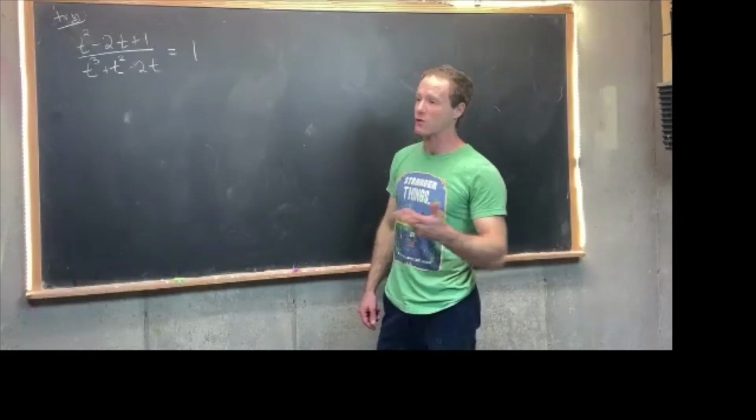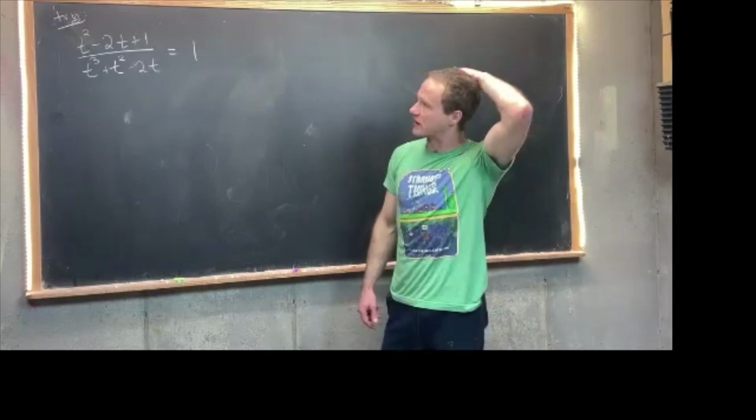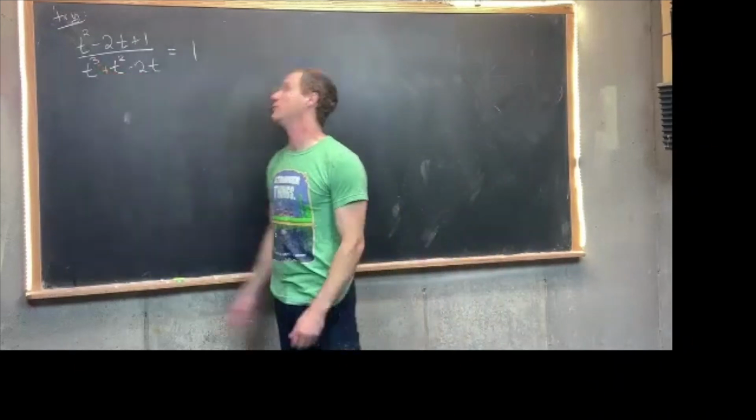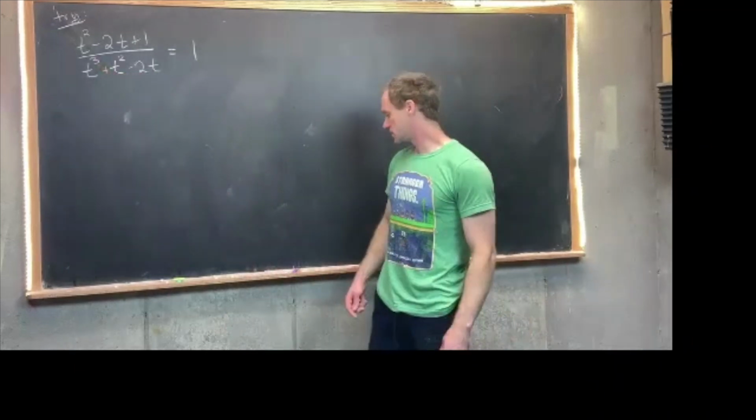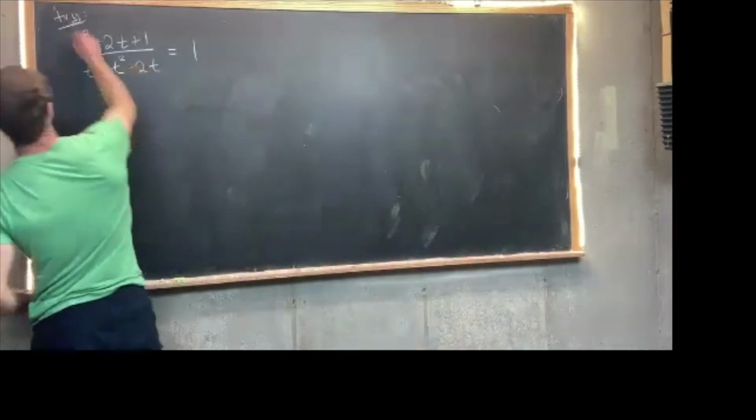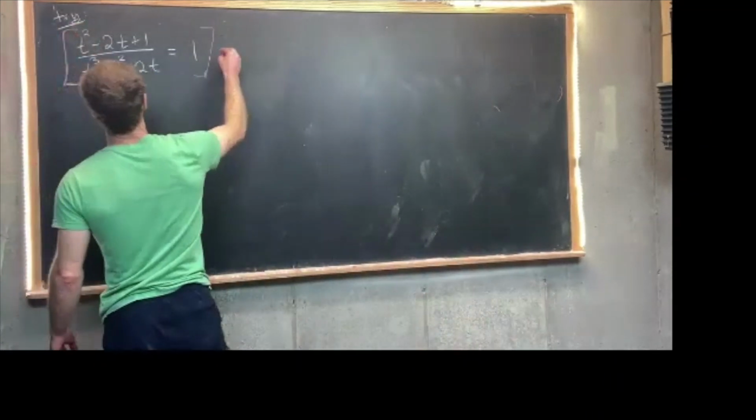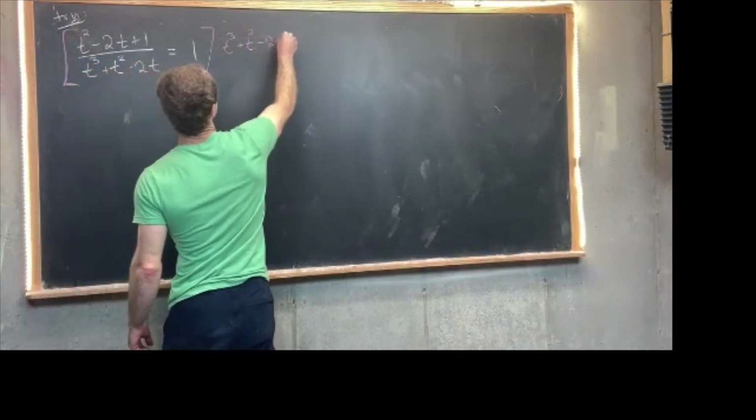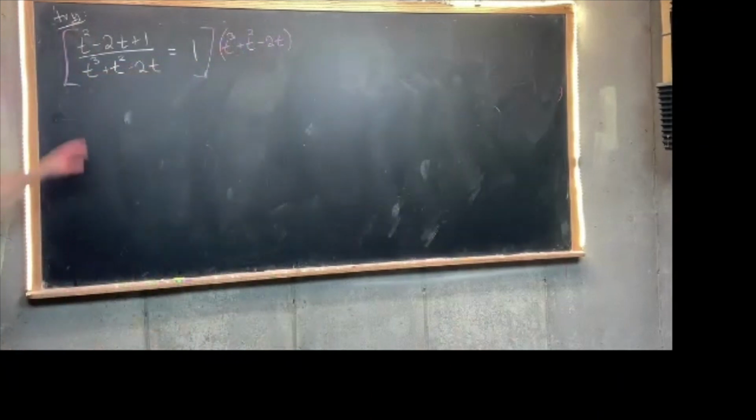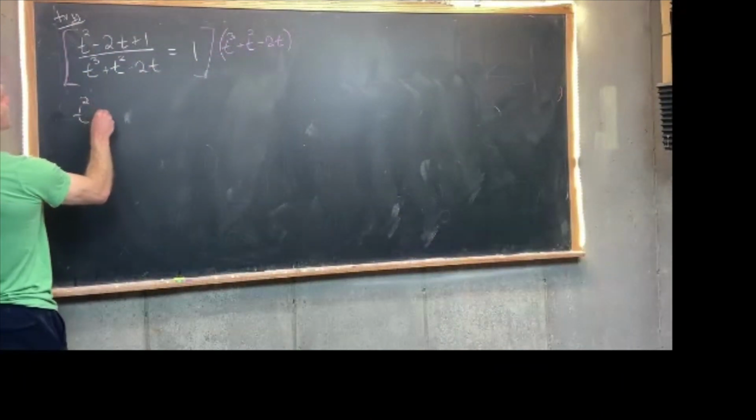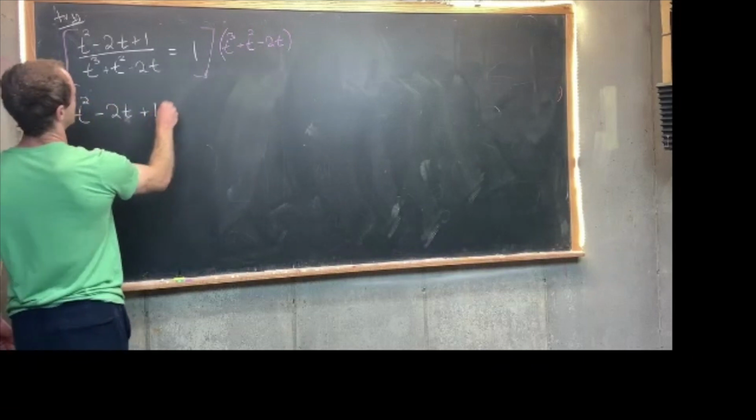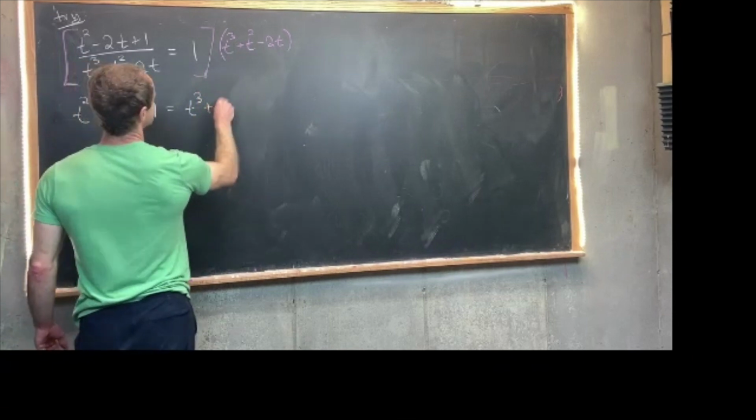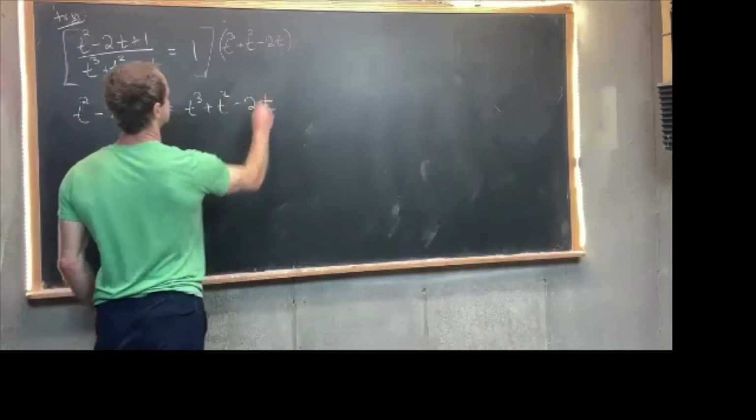But it's a higher order equation. In other words, it's not a linear equation. It's like a cubic equation. Okay, so let's see what we get if we cross multiply, or equivalently multiply this whole equation by t cubed plus t squared minus 2t. So let's see what that gives us. That's going to give us t squared minus 2t plus 1 equals t cubed plus t squared minus 2t.